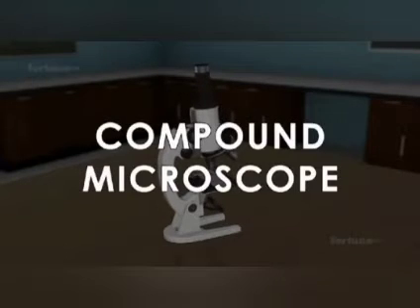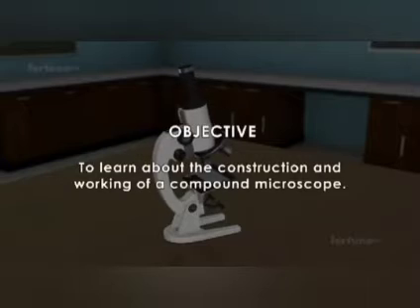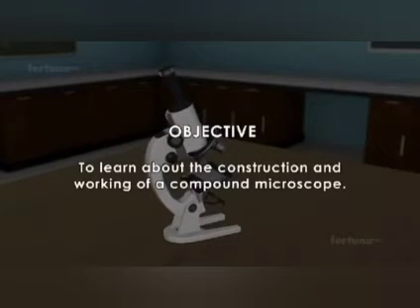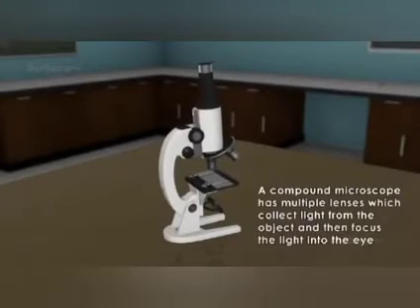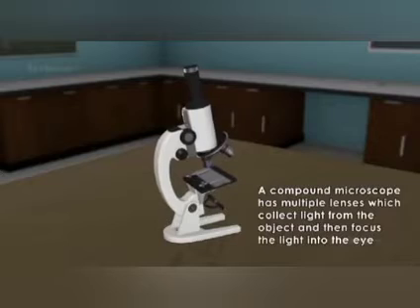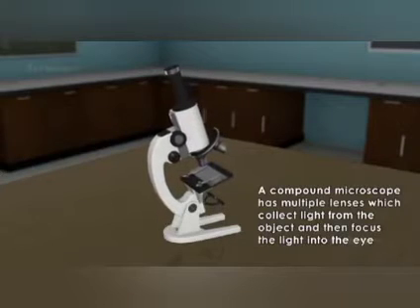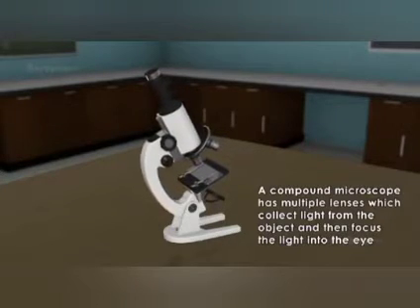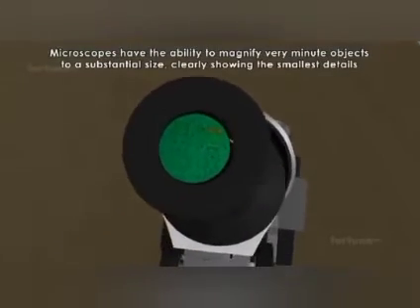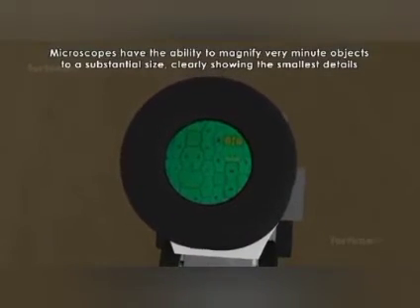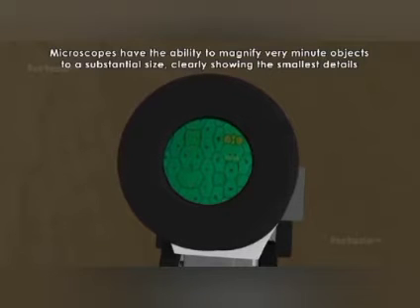Compound microscope. Objective: to learn about the construction and working of a compound microscope. A compound microscope has multiple lenses which collect light from the object and then focus the light into the eye. These microscopes can magnify very minute objects to a substantial size, clearly showing the smallest details.